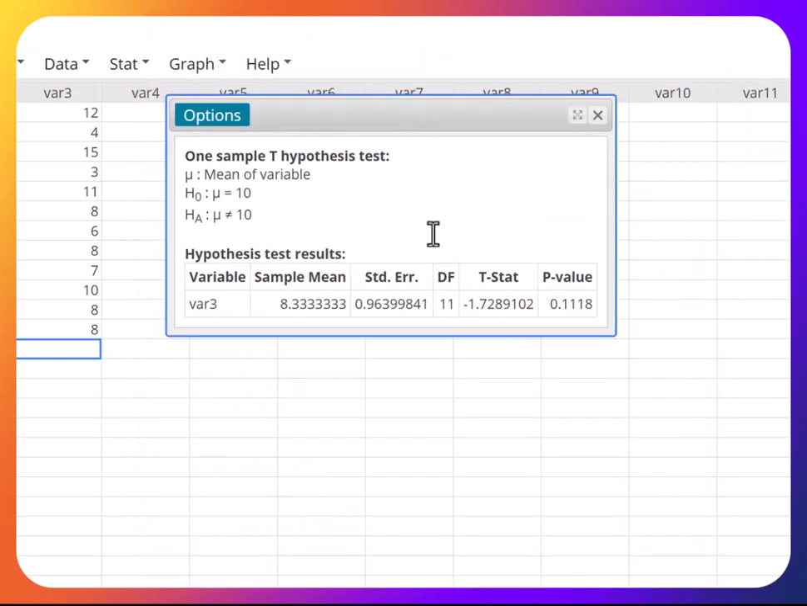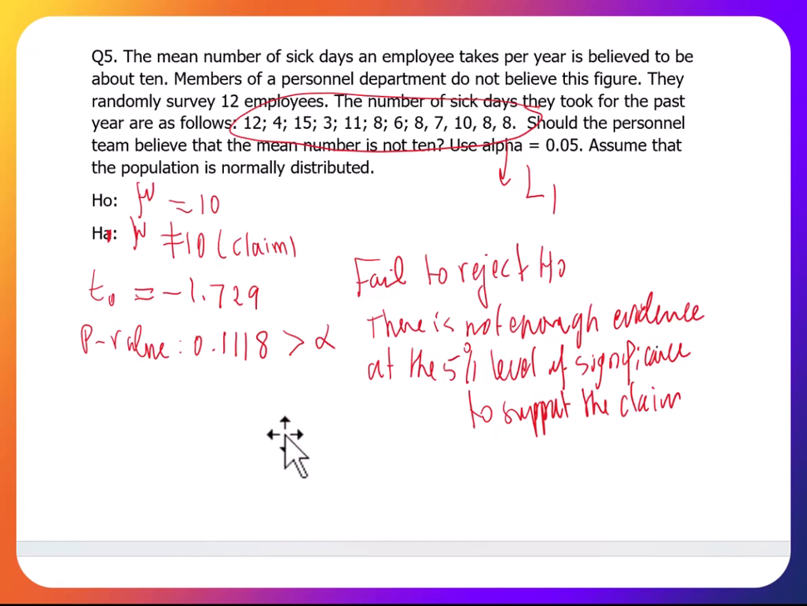And look, guys. T is negative 1.729, 3 decimal places. And the p-value is 0.1118. Degrees of freedom, guys, means sample size minus 1. 12 minus 1 means 11. This is the mean. If you add them up and divide by 12, you get this mean. So it gives you lots of stuff here. But all I care about is the test statistic T0 and the p-value. And I already actually wrote them down in there. So let me take you back right here.